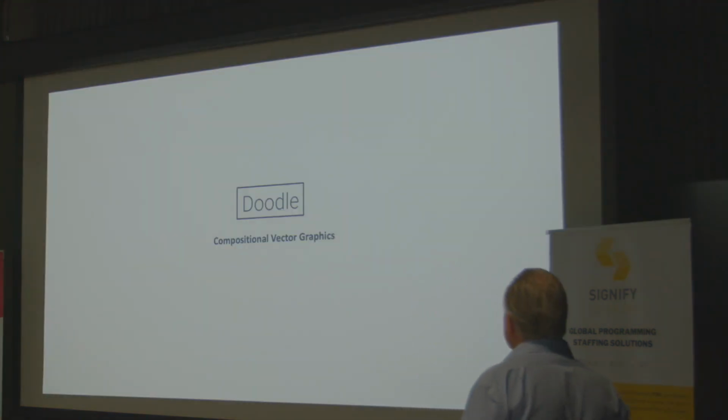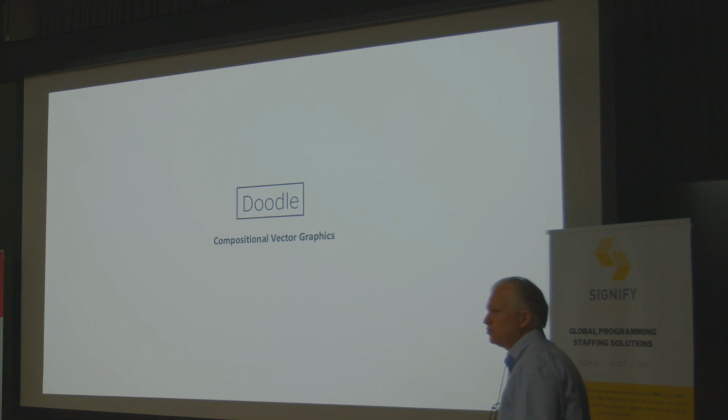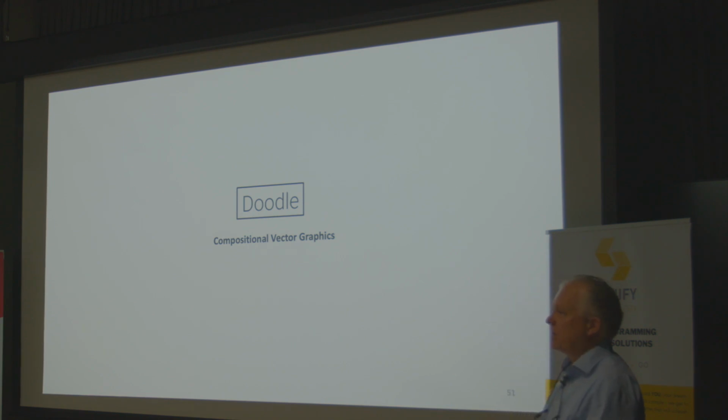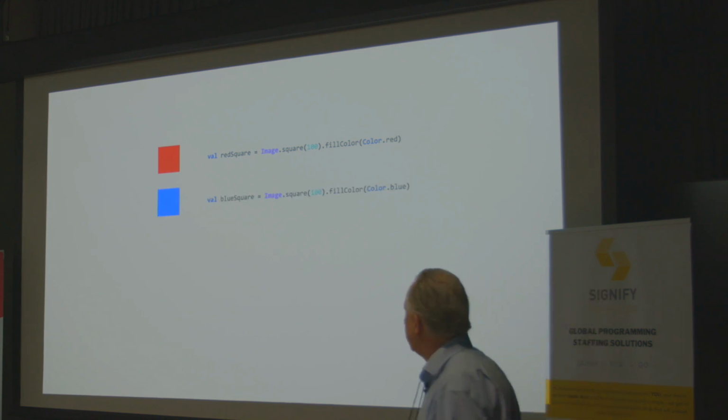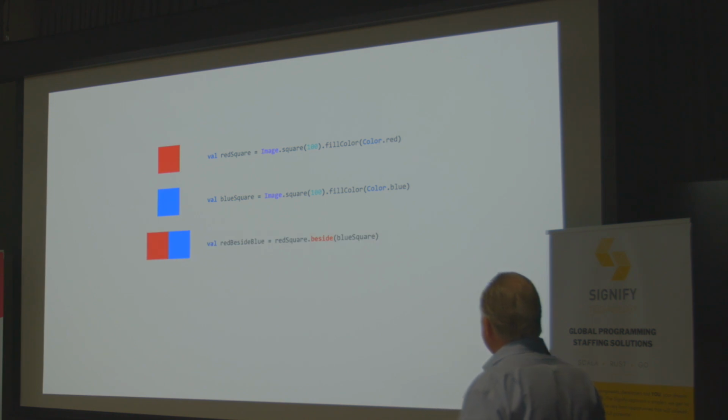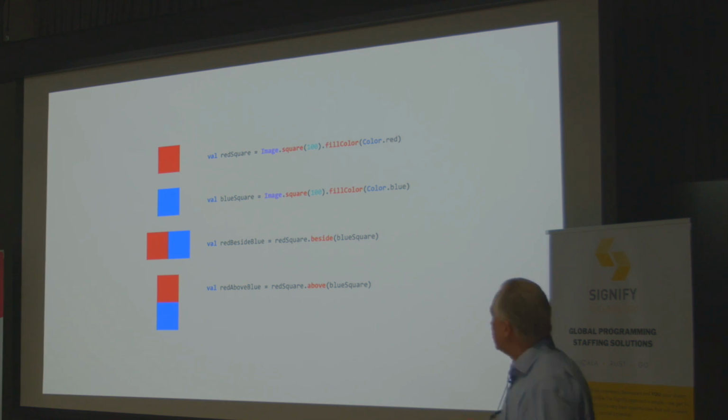But now let's see how we can use the Doodle graphics library to draw an image of a candidate board. So we can easily create a 100 by 100 red square and a blue one. And then in Doodle we have a function called beside. You give it 2 images and it returns an image which is the first one beside the second one. There's also an above function. You give it 2 images and it gives you a composite image, which is the first one above the second one.